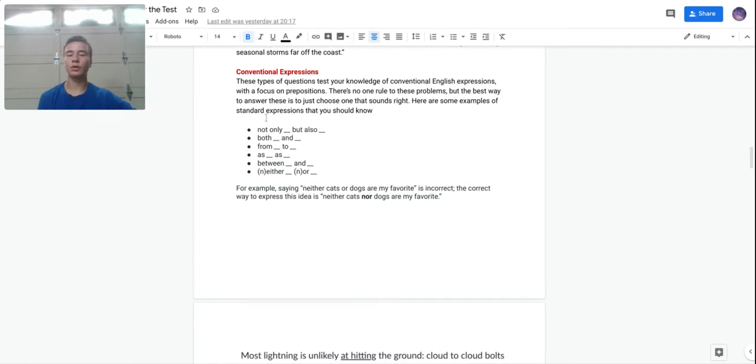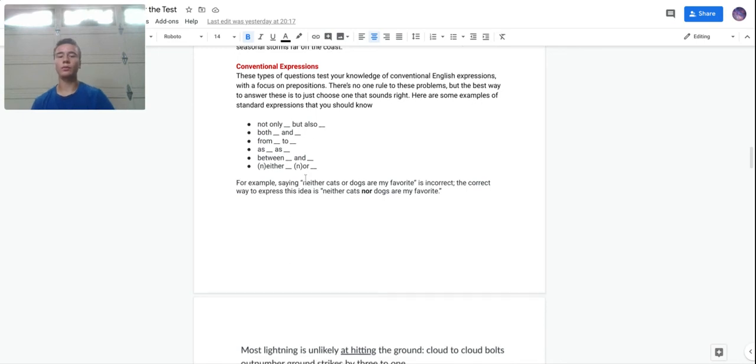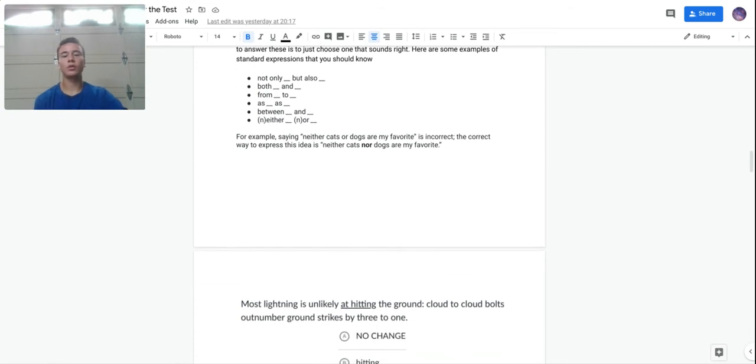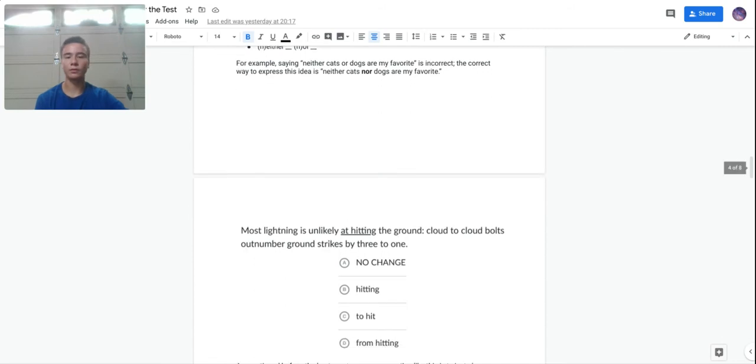Here's a list of some standard expressions that you should know. Like if it's listing two things, it should be both this and that. For example, one common mistake is if people say neither this or that. That's wrong. It should be neither and nor, or either and or. So one example is neither cats or dogs are my favorite. That's incorrect. The correct way to express this idea is neither cats nor dogs are my favorite. So yeah, questions like this are just going to test your knowledge of these simple English phrases.